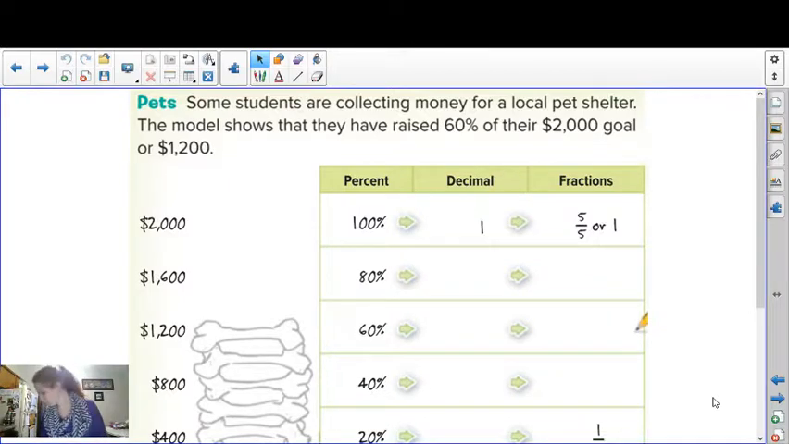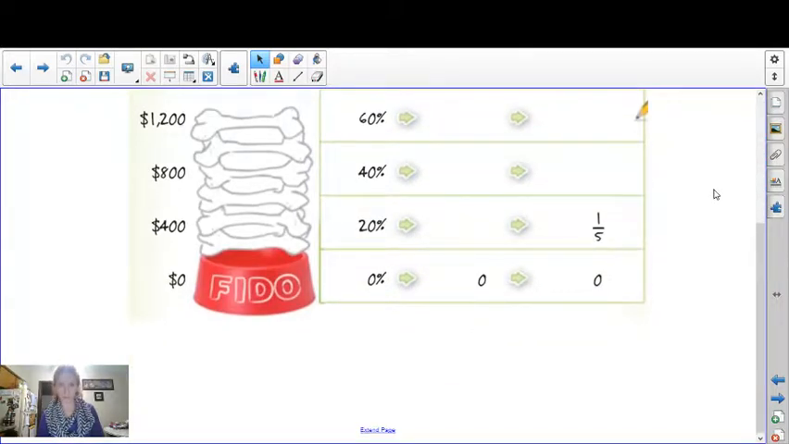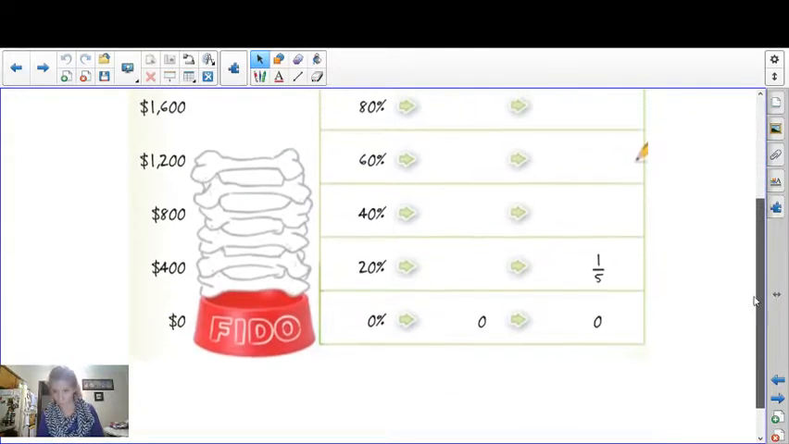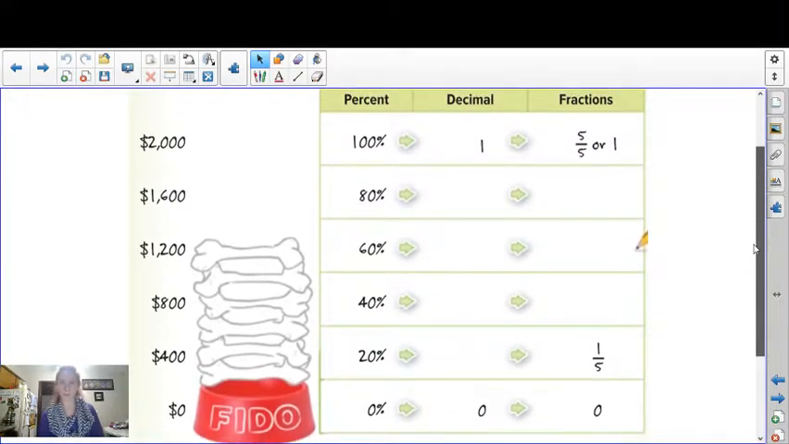So some students are collecting money for a local pet shelter. The model shows that they've raised 60% of their $2,000 goal, or $1,200. We are going to figure out what the percent looks like as a decimal and a fraction. 100% is 1, and as a fraction, it's some kind of number over itself, or equal to 1.